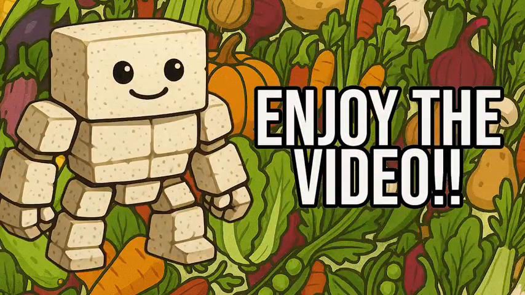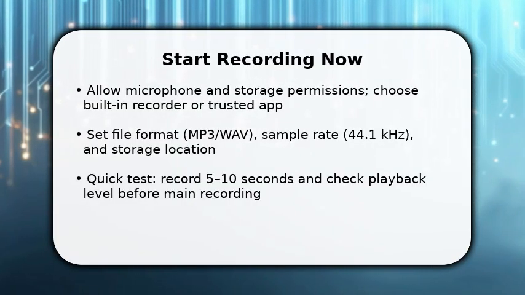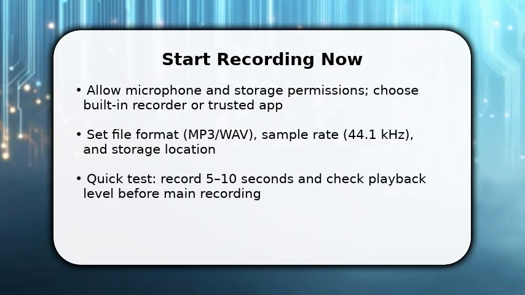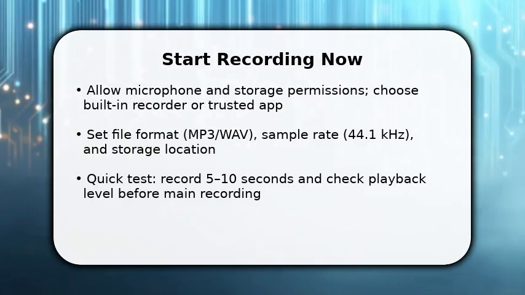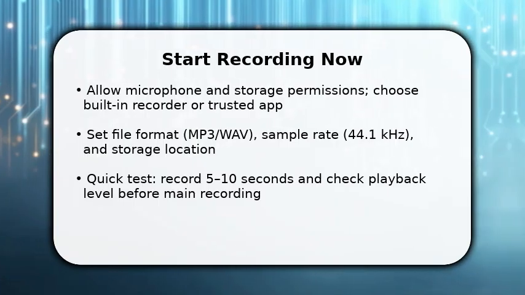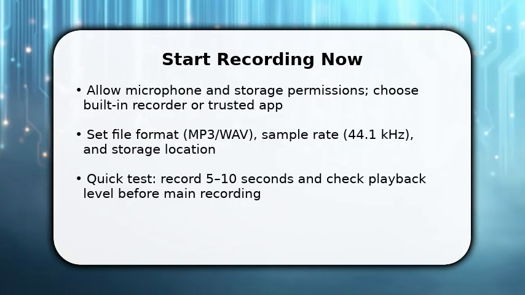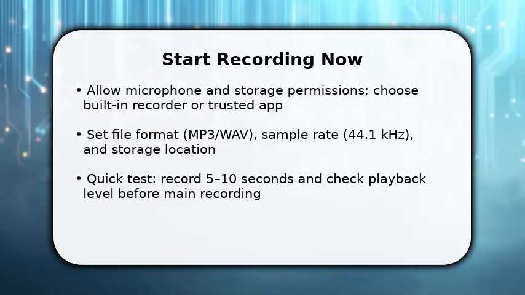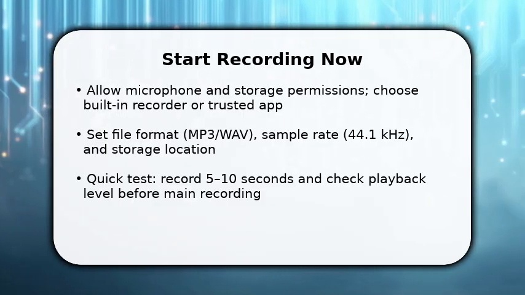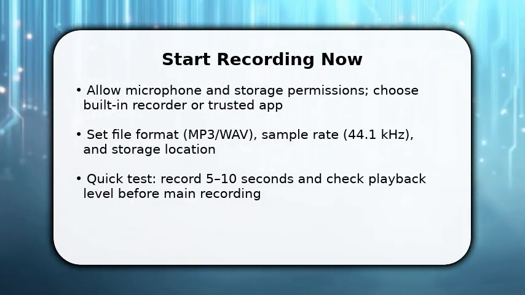Please enjoy the video. You have permissions and a recorder chosen, so start by configuring format and storage. Select MP3 or WAV and 44.1K HC for clear audio, then pick internal storage or SD. Position the phone where voice is loudest and set microphone sensitivity in the app. Lower it if clipping occurs.